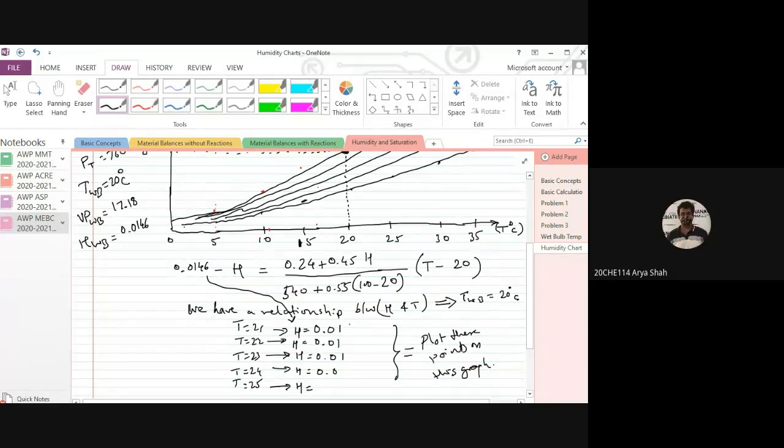Sir, calculating, sir. Any one value you got? Just a linear equation. For any temperature, it is just a linear equation for H. What takes so long?